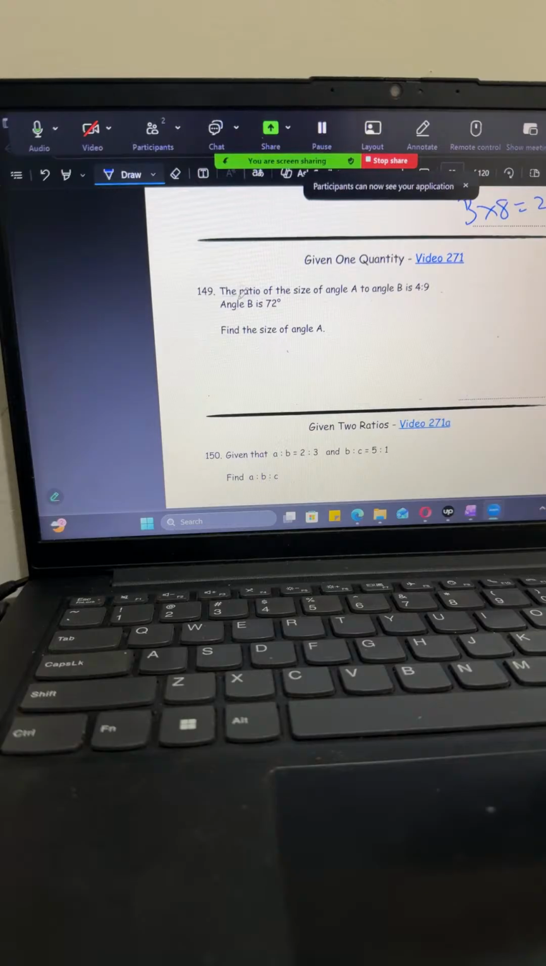The ratio of the size of angle A to angle B is 4 to 9. Find the size of angle A. Angle B is 72 degrees. So we write 4 to 9. 72 is a multiple of 9. Yes, and how many times? 8. 9 times 8 equals 72. Well done.